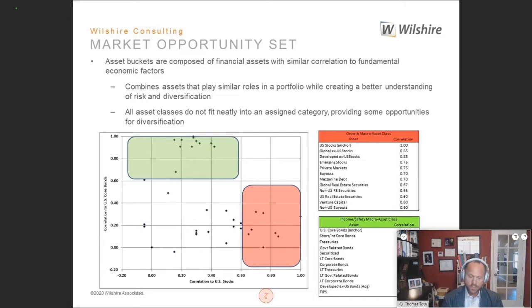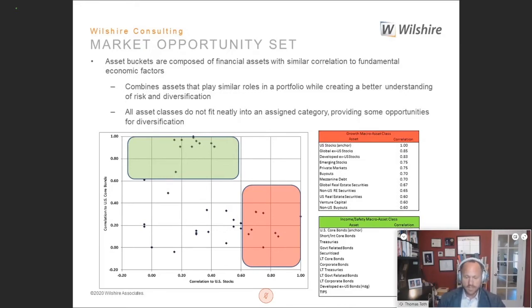So on slide 4, we've introduced this concept of asset buckets, which is merely meant to show that there are different assets that react similarly to underlying economic drivers. For example, on the upper left-hand side of that chart in green, those are a collection of asset classes starting with U.S. core bonds that tend to have relatively high correlations, and that would include things like treasuries or securitized bonds, long-term treasuries, and TIPS to a lesser extent.